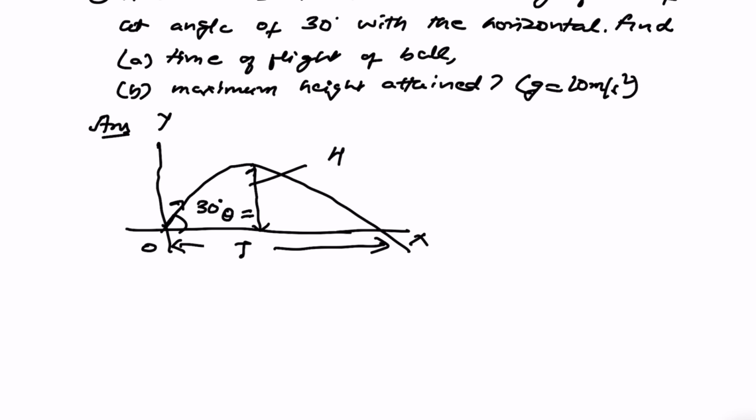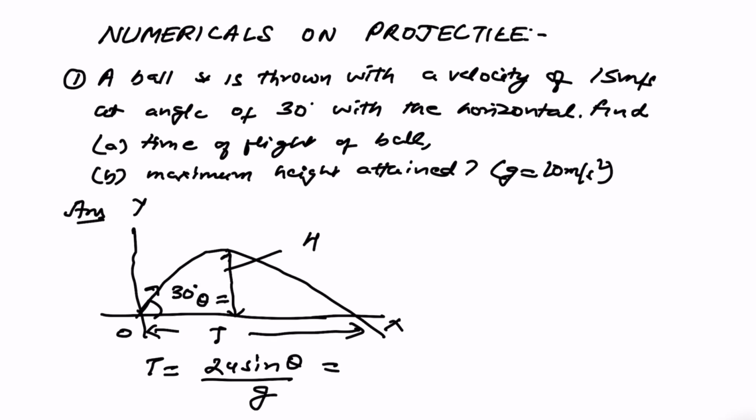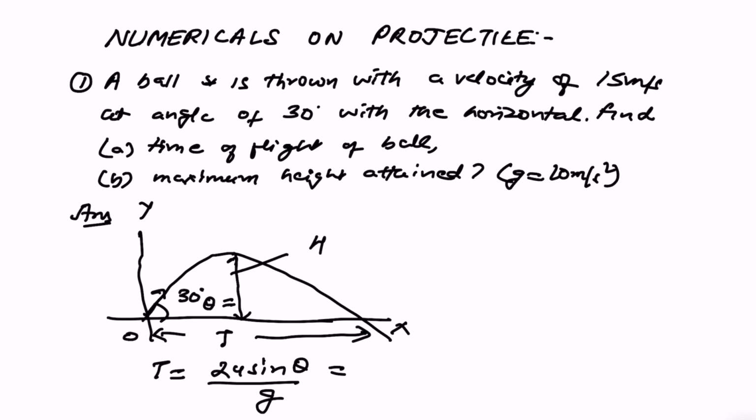Now we know that the formula for time of flight is given by 2u sin theta upon g. Now what is the initial velocity? First of all, we will write the given information. We are given that the ball is thrown with a velocity of 15 meter per second. So u is 15 meter per second. What is the angle given to us? 30 degree. And always remember that the angle is to be taken with respect to horizontal.